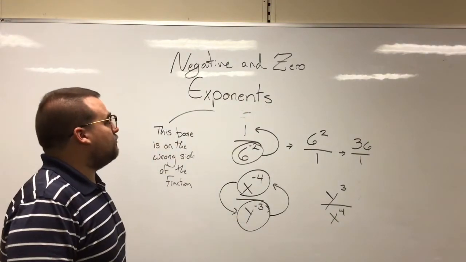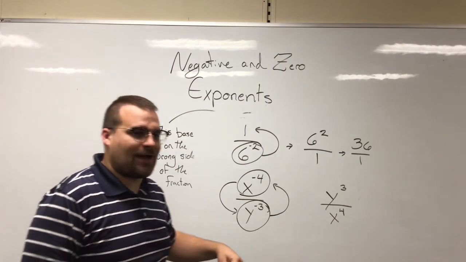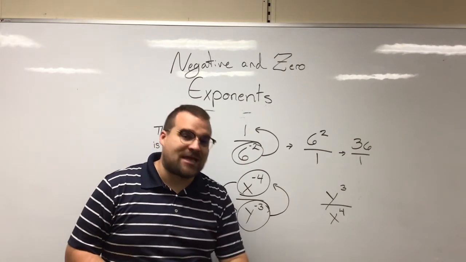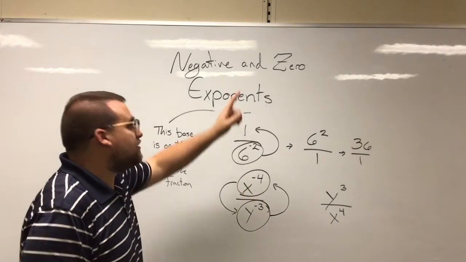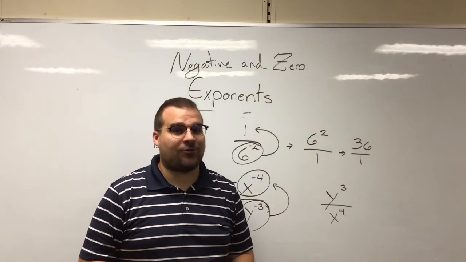That's the idea, though. If you have a negative exponent, you want to flip the side of the fraction that number or that base is on. If you have a 0 exponent, well, guess what? It's just 1. That's all there is to it.